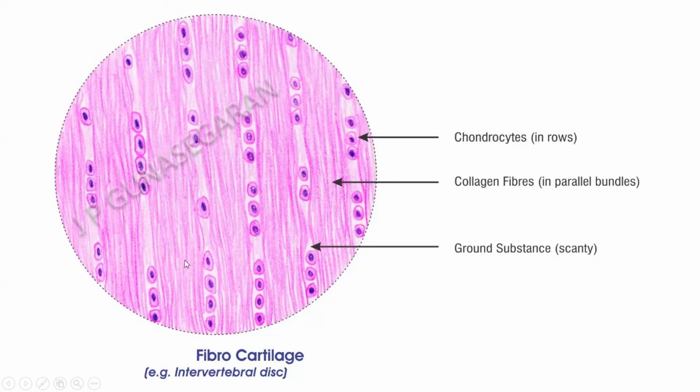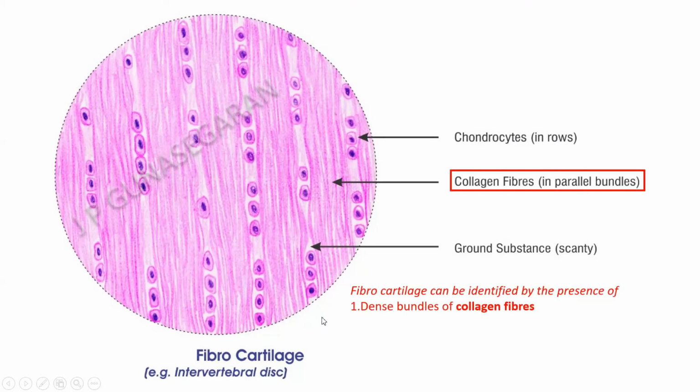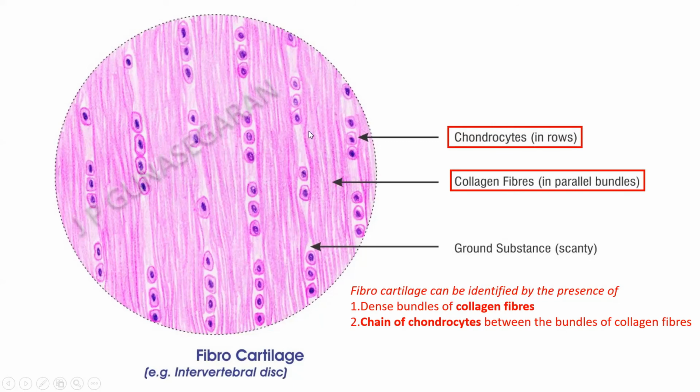This is an H&E drawing of fibrocartilage, which can be identified by the presence of dense bundles of collagen fibers and the chain of chondrocytes between the bundles of collagen fibers. Of course, fibrocartilage has no perichondrial covering.